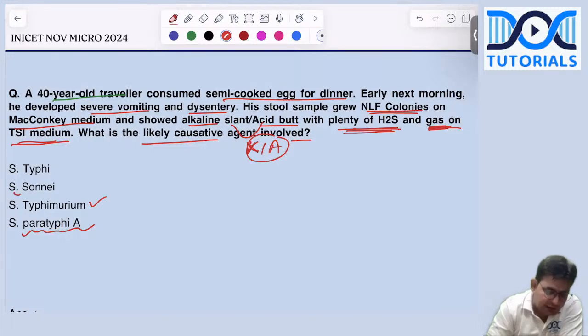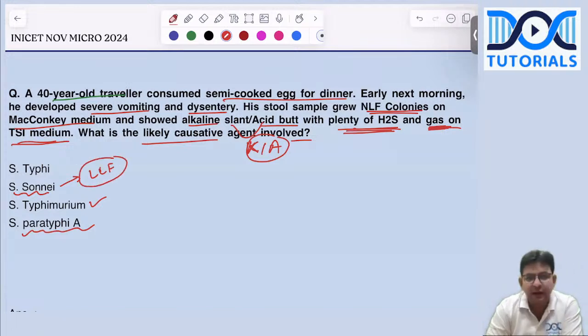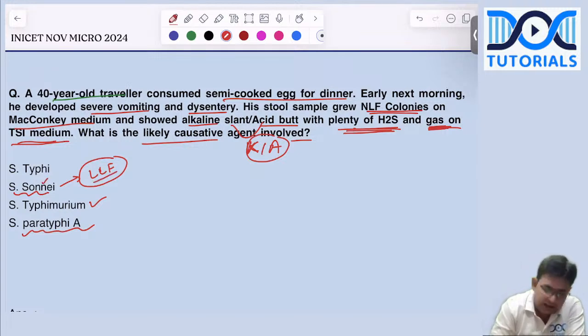Okay, so these are the ones. Shigella sonnei, you already know. This is Shigella sonnei, and this is an LLF, late lactose fermenter, and this is the most common cause of shigellosis, Shigella infection, Shigella dysentery worldwide. So Shigella sonnei is that. It is an LLF. And what is LLF? It is a late lactose fermenter.